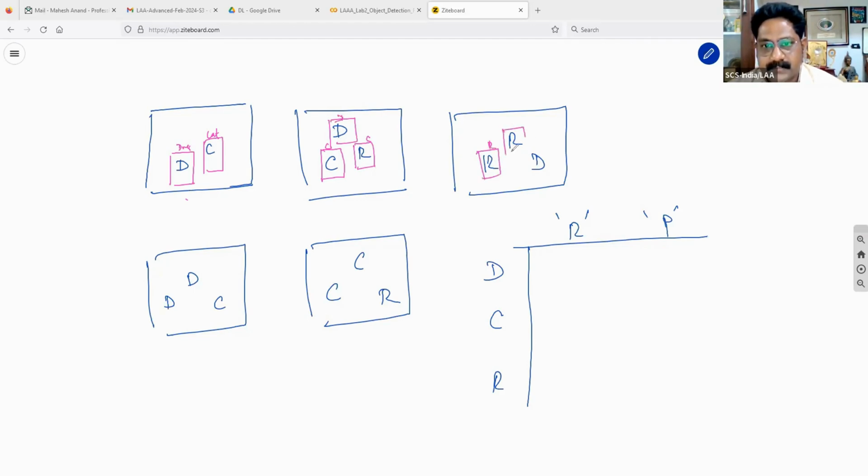Rabbit, rabbit, dog. This cat is identified as a rabbit. Cat, cat.